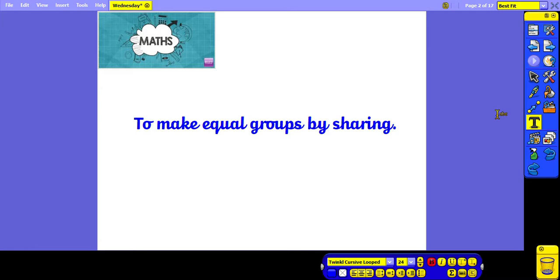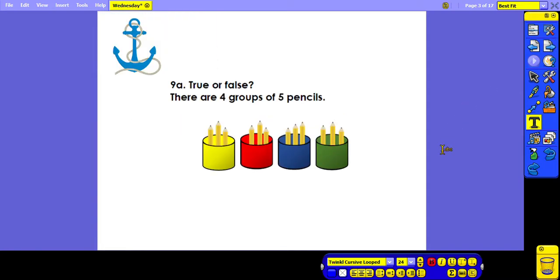Today's maths lesson, we are focusing on making equal groups by sharing. So we're starting off with a quick anchor. So it says true or false, there are 4 groups of 5 pencils. So if we have a look here, we've got 1, 2, 3, 4 groups. But if we have a look, we haven't got 5 pencils in each group. We've only got 3. So we know that this is false because there are 4 groups of 3 pencils, not 5.